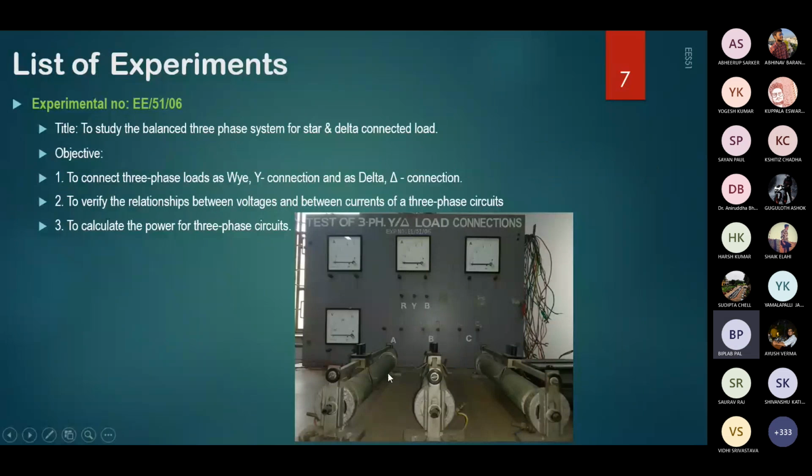So this is with three-phase connection. Three-phase supply will be provided.